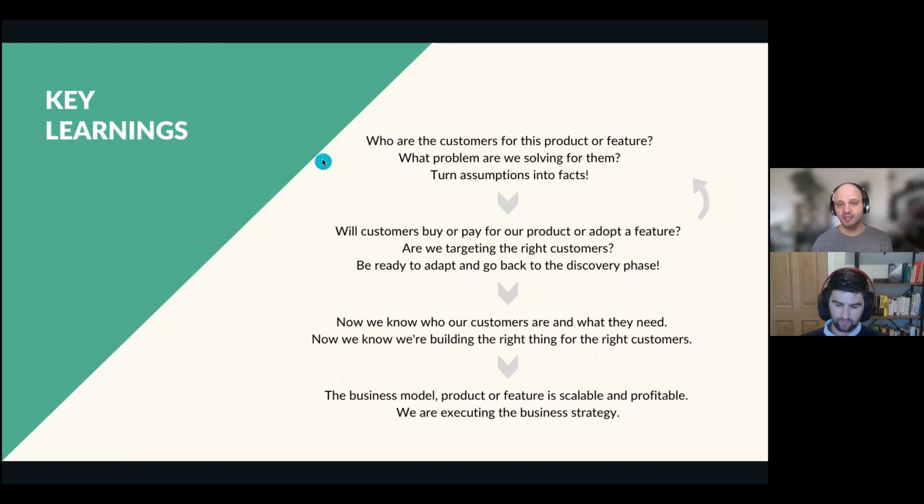Some of the key learnings from the whole project is really to understand who the customers are, what problems we are solving, and turning these assumptions into facts. Then understanding if customers will actually pay for this solution, if we are targeting the right customers, and eventually be ready to adapt and go back to discovery. But after this, we know who the customers are, and that we're building the right thing for the right customers. And from here, we know that the business model is profitable, and we are therefore executing the business strategy.